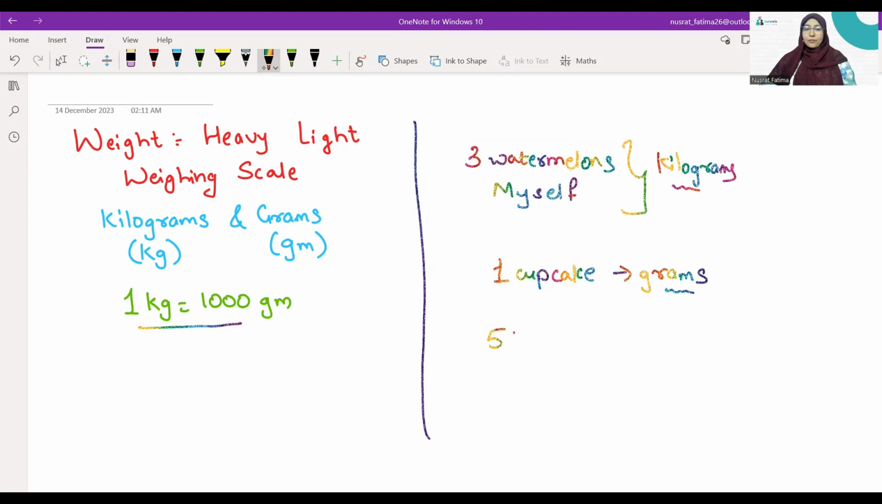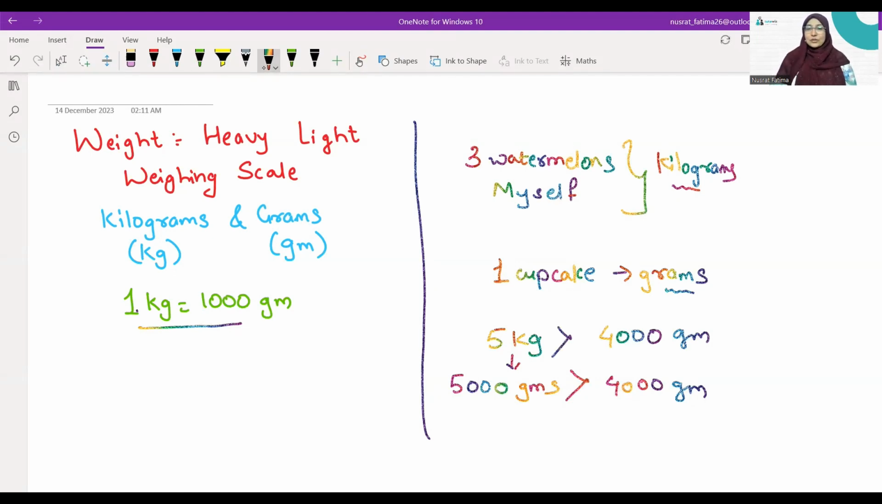Suppose I want to compare 5 kilograms and 4000 grams. Let me quickly convert this 5 kilograms into grams. As I know 1 kilogram is equal to 1000 grams, 5 kilograms will be 5000 grams. So here I have 5000 grams and here I have 4000 grams. So 5000 grams is greater than 4000 grams. That means 5 kilograms is greater than 4000 grams. So this is all about weight. So we have understood measuring length and measuring weight today.